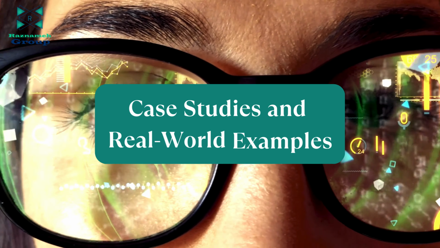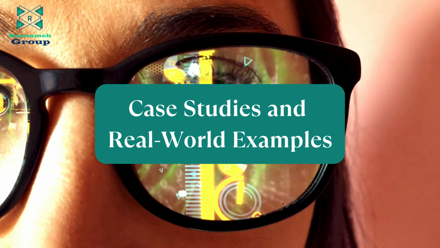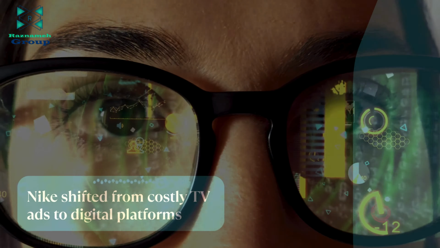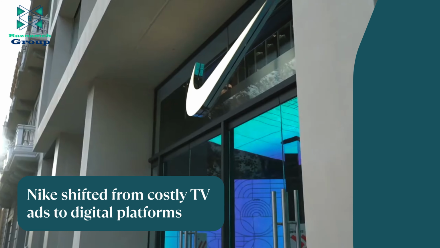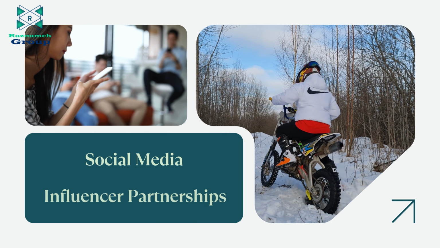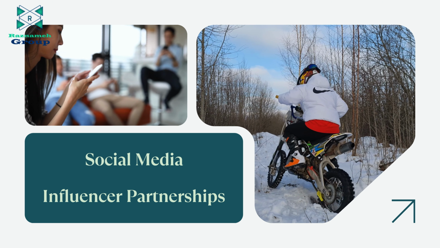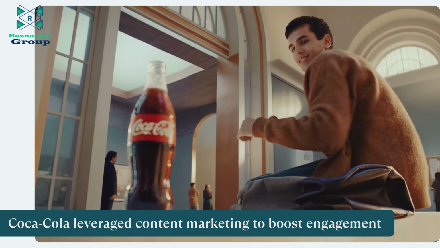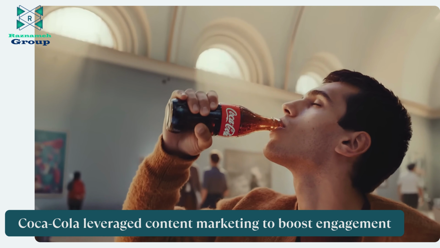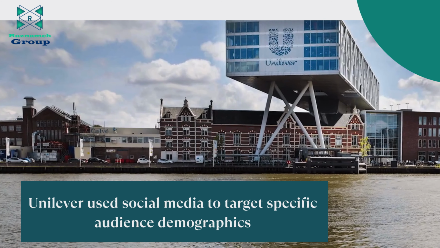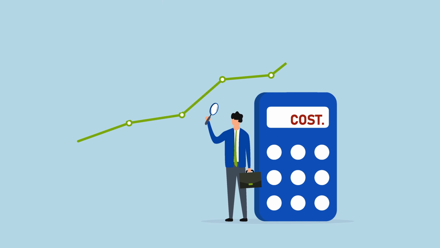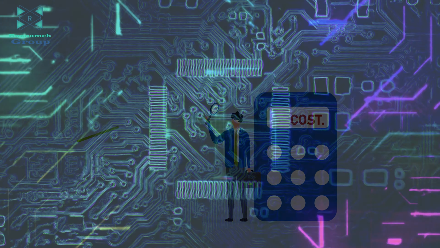Let's take a brief look at some real-world examples of companies that have successfully optimized their cost structures. Nike reduced reliance on costly TV ads by shifting to digital platforms like social media and influencer partnerships, cutting their marketing spend. Coca-Cola replaced traditional ads with content marketing, creating shareable content to engage their audience. And Unilever focused on social media to effectively target their demographic. These companies showcase how digital strategies can reduce costs while improving efficiency and resource allocation.